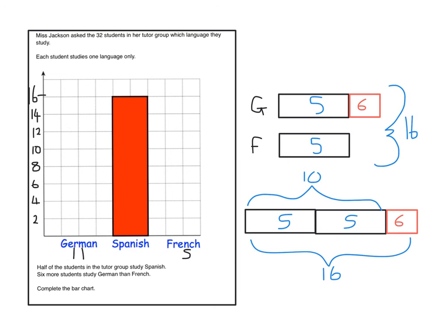So German was 11, which is going to be here. And remember, you want the same width bars, but you want a gap. So 2 squares wide, and then there's one gap in the middle. And then French is 5, which is here, and again another gap, 2 squares wide.